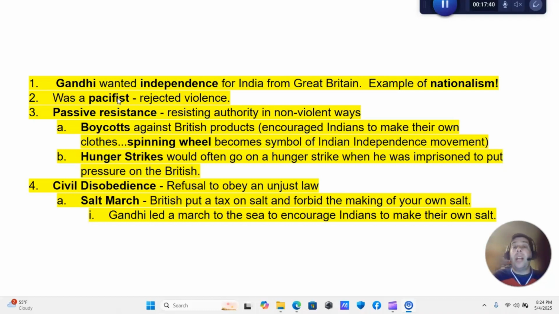And there's a lot of pictures of Gandhi at the spinning wheel. Whenever he was interviewed, he was like, I'm going to spin cloth. So they see pictures of me doing what I say. He would go on hunger strikes, right? Resisting in nonviolent ways. And then civil disobedience, refusal to obey a law you consider unjust.